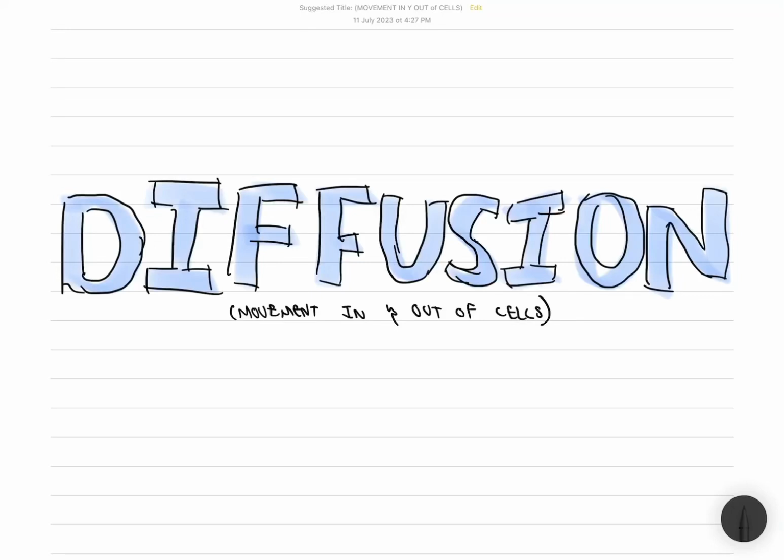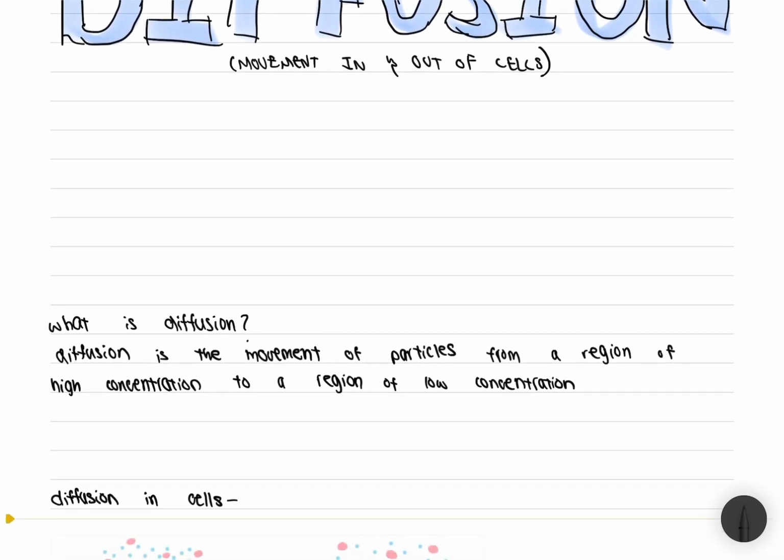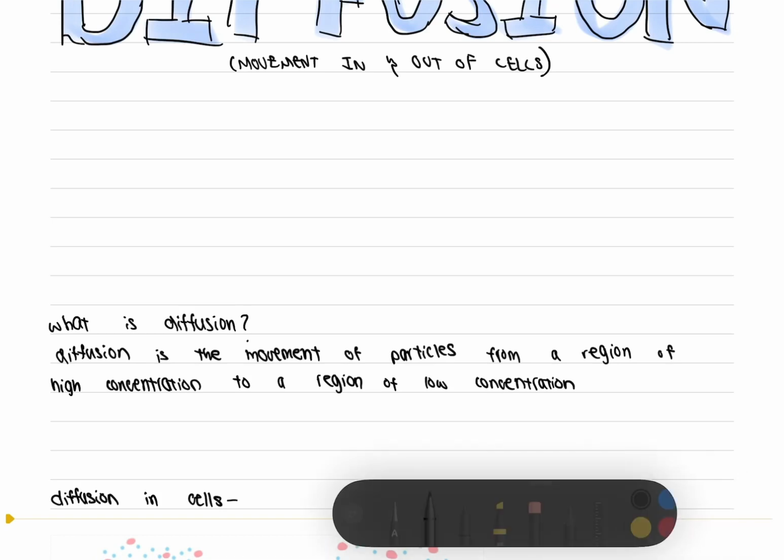Okay, so hi guys, today we're going to be talking about diffusion, which is one of the transport methods that particles, molecules use to move in and out of cells. So first of all, what is diffusion? Diffusion is the movement of particles from a region of high concentration to a region of low concentration.